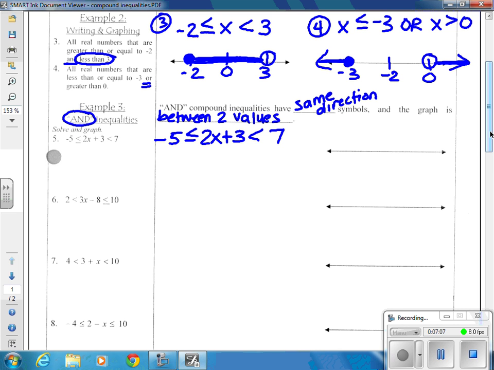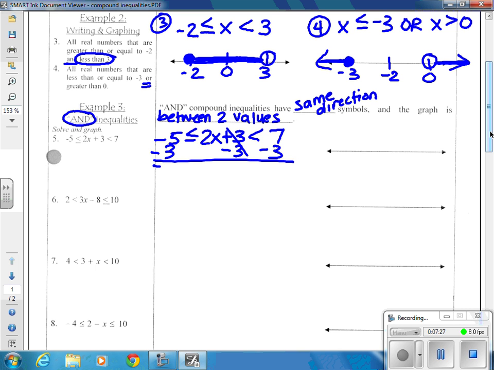Okay, and the way you deal with this is exactly the same, but it's centered around the middle. You want to figure out what do you need to do and in what order to get that x by itself. So for 2x plus 3, the first thing I have to get rid of is the plus 3. I'm going to minus 3 in the middle, and what I do in the middle, I have to do on the left and on the right. Okay, and now simplify.